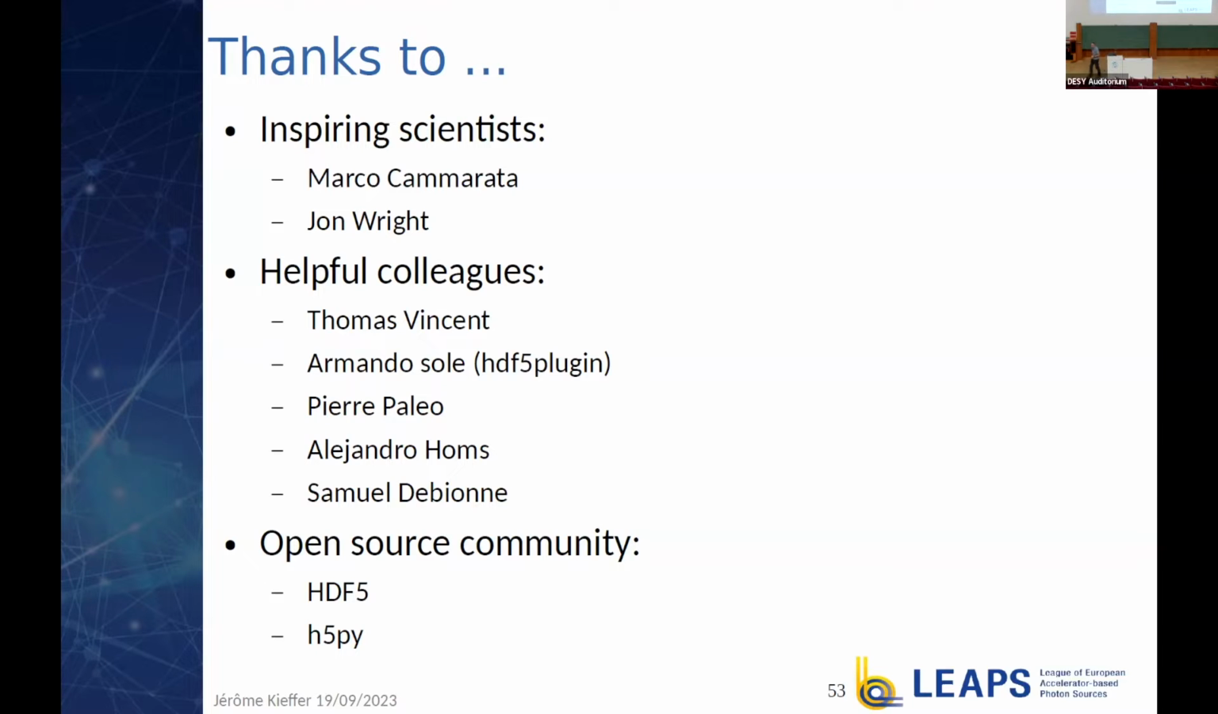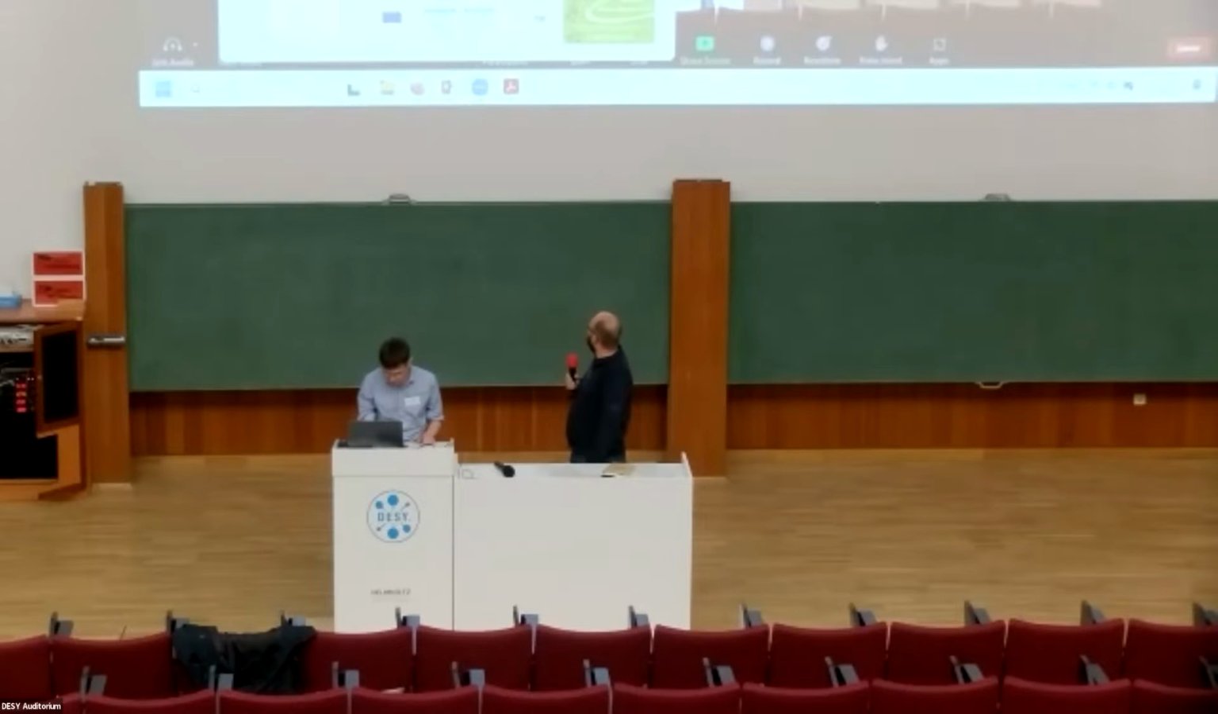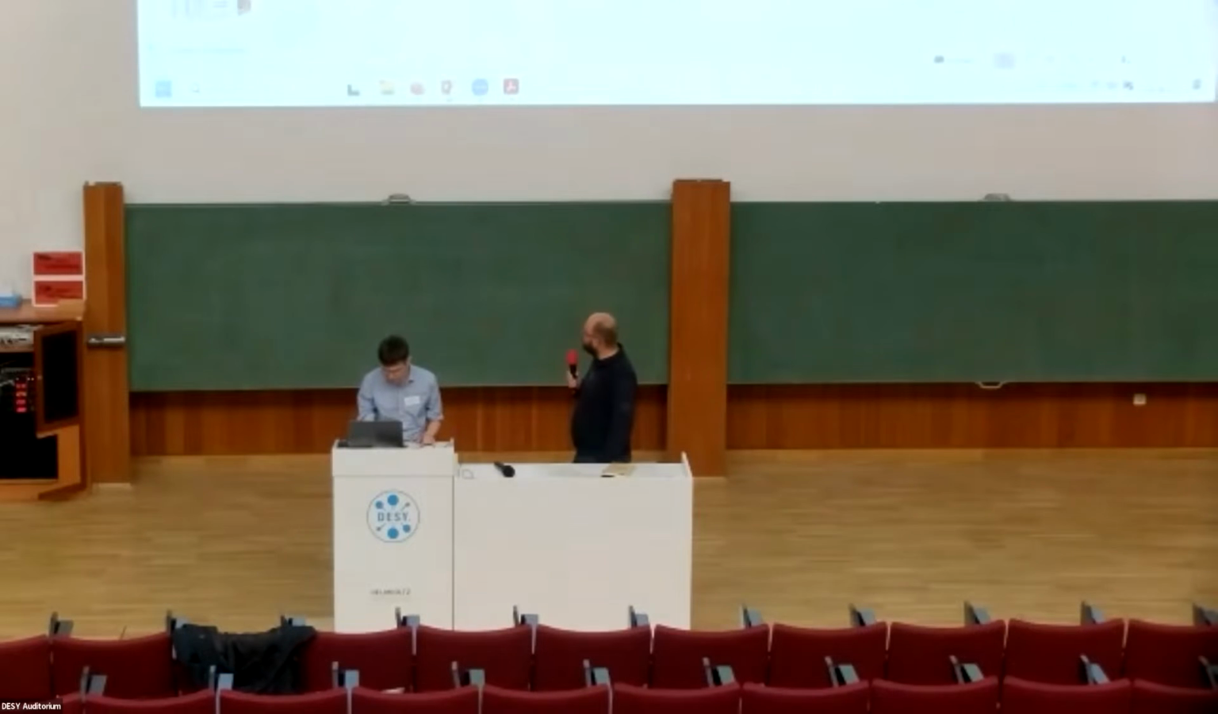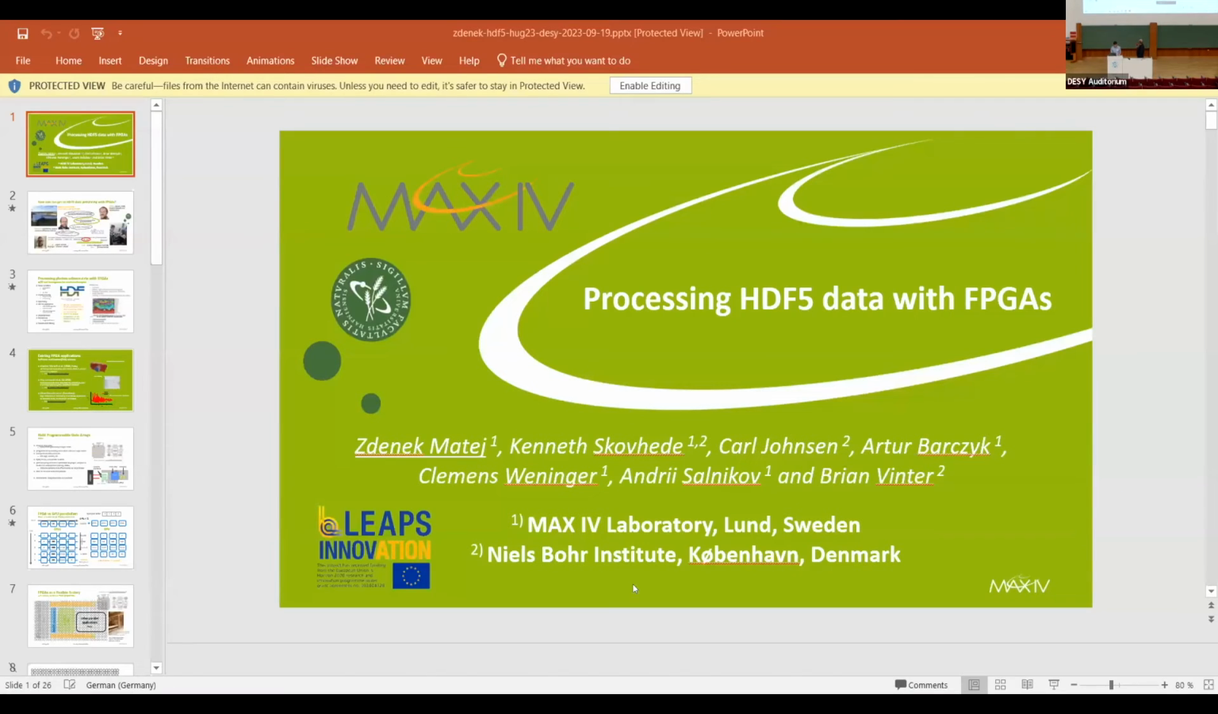And we now have Zdenek talking about FPGA acceleration. Once more, thanks to Jeremy for a very comprehensive talk about FPGAs and GPUs, because that makes my contribution about FPGAs much easier.